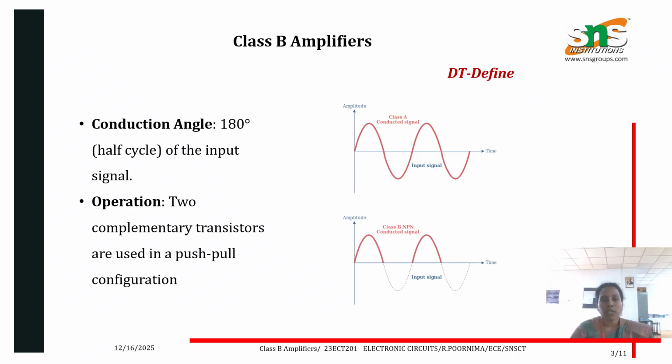So what is meant by a Class B amplifier? This type of amplifier has a conduction angle of 180 degrees or less than 180 degrees, that is, half cycle of the input signal. This depends on two complementary transistors used in push-pull configuration. As compared in these diagrams, in Class A the output is obtained for the entire 360 degrees, and for Class B it is 180 degrees of the entire signal.